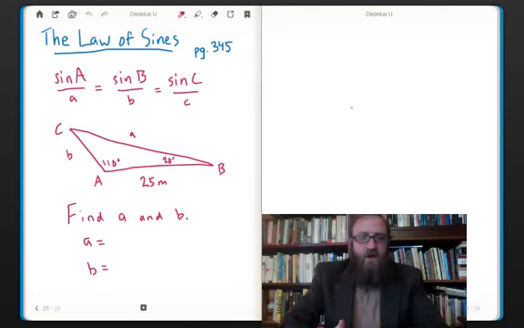Well, that's simple enough using the law of sines. So notice I've written the law down. The law of sines says that there is a relationship, there is a ratio between the sine of an angle and its opposite side. In other words, the sine of A over A, which would be the length of side A, which is the side opposite angle A, is equal to the sine of B over side B, which is also equal to the sine of angle C over side C.